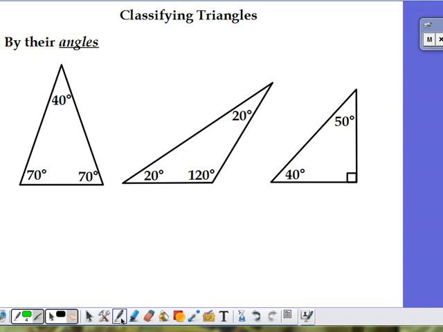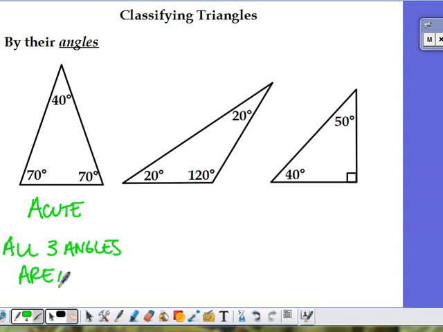So the first type of triangle, if all three angles are acute, and remember acute means less than 90 degrees, that means that you're going to have an acute triangle. Okay, so all three angles are acute. That's the first type of triangle. Again, this is just by angles.